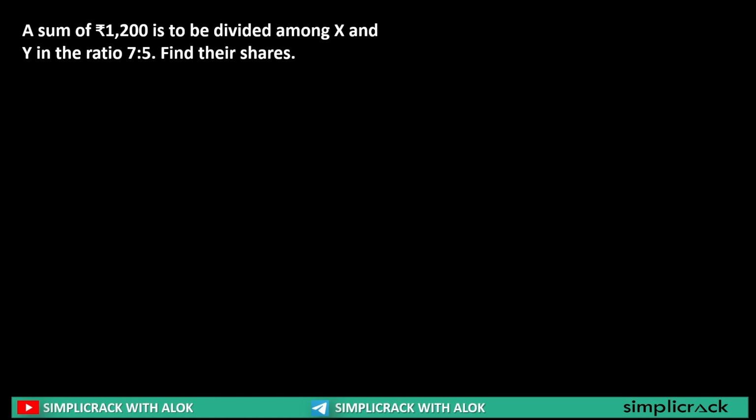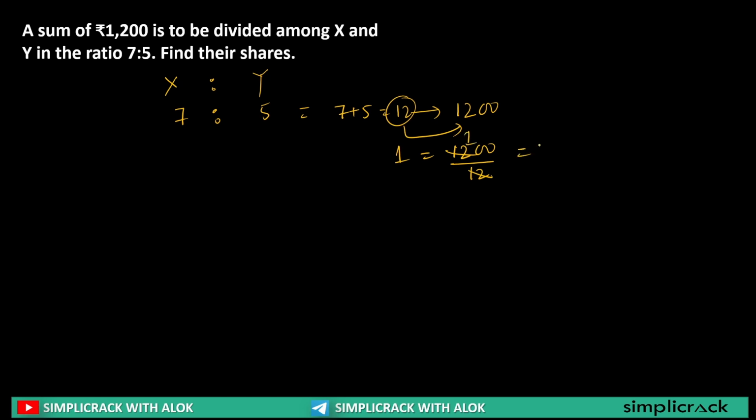One more question. A sum of 1200 is to be divided among X and Y in the ratio of 7 is to 5. 7 parts to X, 5 parts to Y. So how many total parts? 7 plus 5, that is 12 parts. Total number of parts, and this is equal to 1200. So one part will be equal to 1200 divided by 12, that is 100. So the share of X will be 7 parts, that is 7 into 100, which is 700. The share of Y will be 5 into 100, that is 500. Is it clear? Yes. Next question.